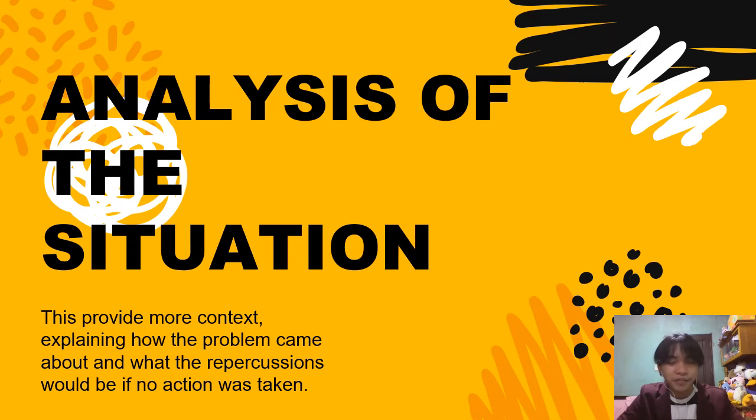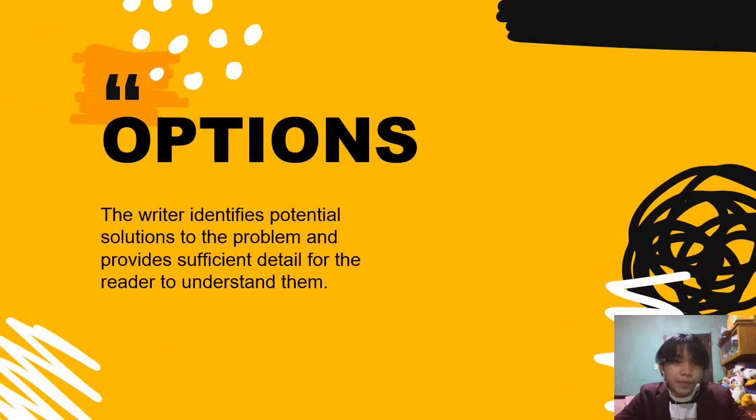Next in line, we have the options. The writer identifies potential solutions to the problem and provides sufficient detail for the reader to understand them. So it is quite understandable what is the true essence of options and its purpose. It provides alternatives to eradicate the problem and to be successful in the near future.